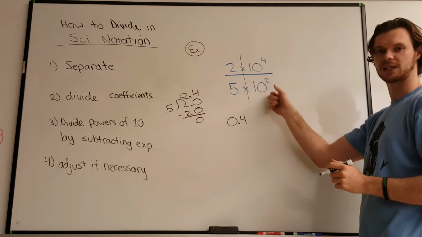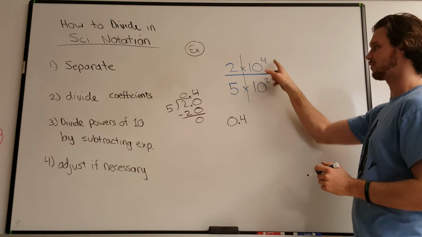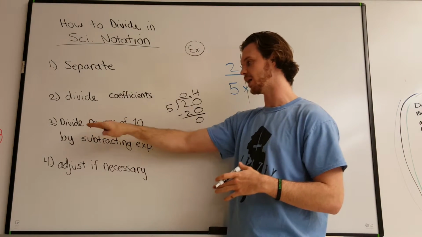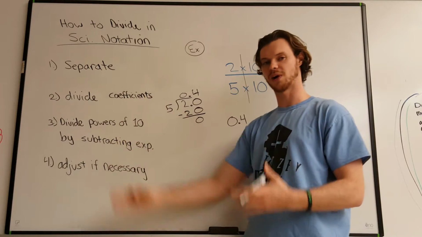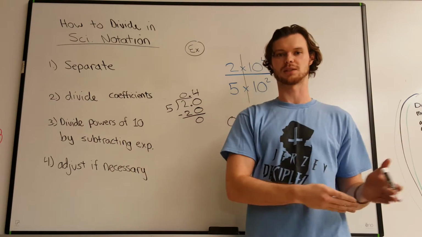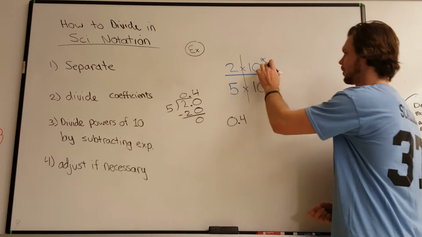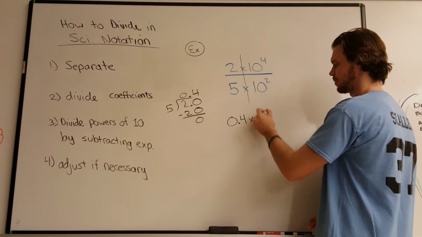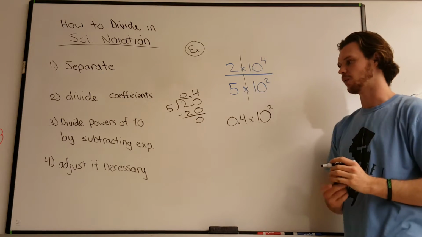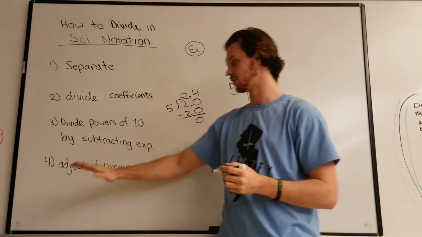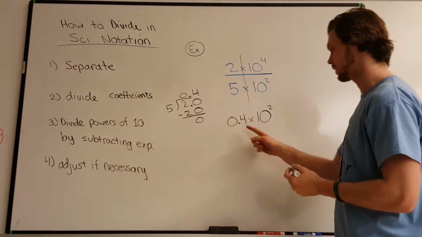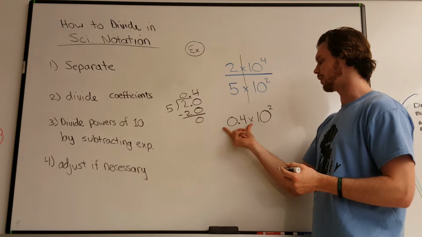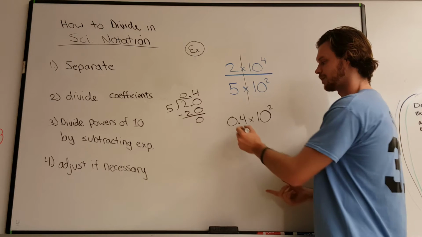Divide here by subtracting my exponents. I'm not dividing them. I know this is a division problem. I am dividing the powers of 10, but I divide powers of 10 by subtracting their exponents. So I'm subtracting 4 minus 2, and I'm getting times 10 to the second. Now I do have to do step 4 because I need to adjust this. This number is not between 1 and 10. So I need to adjust.